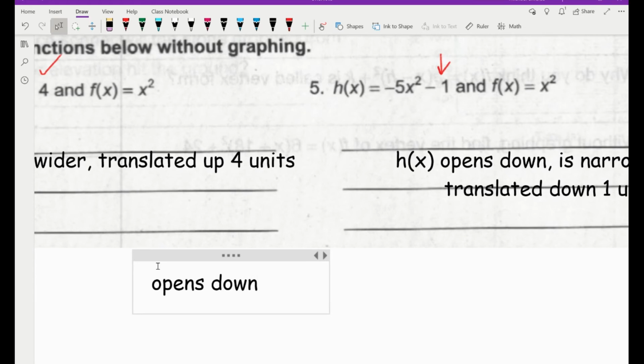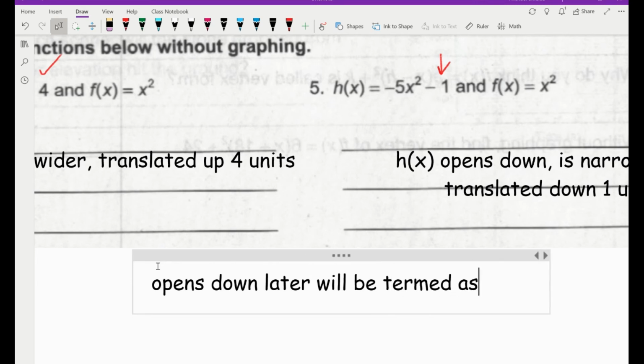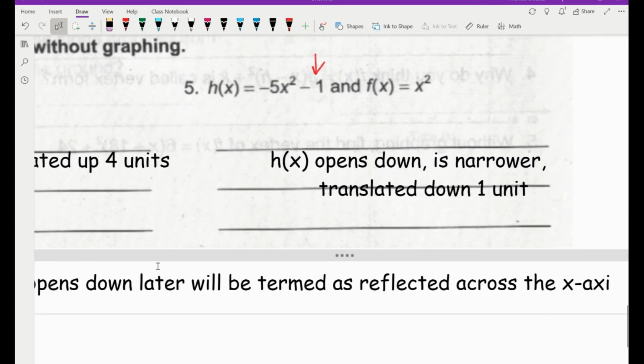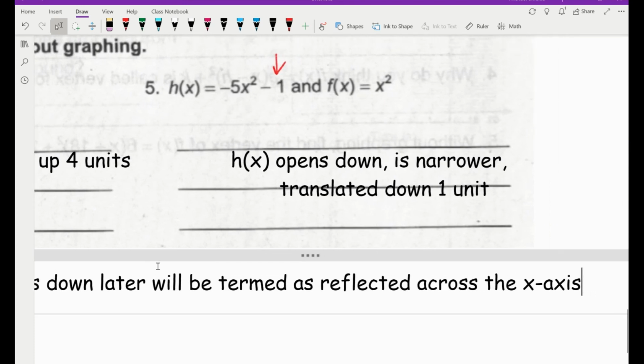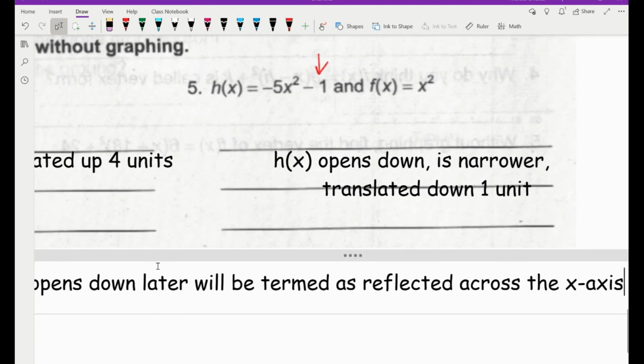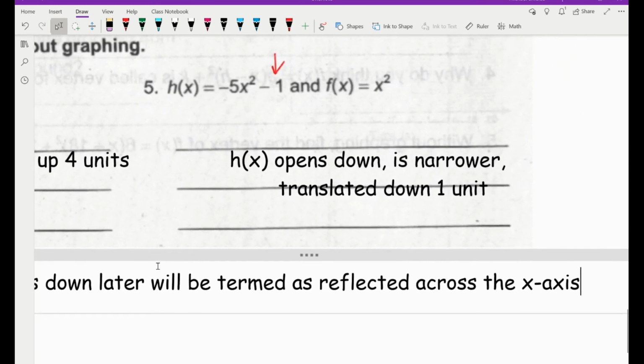Opens down is not the proper terminology. Okay, opens down later will be termed as reflected across the x-axis, but that's going to come in later lessons in your higher math classes. We won't be saying opening up or opening down. We'll say it's reflected across the x-axis. That's the proper term for that, and that'll come later in your math. So, this concludes this video lesson.